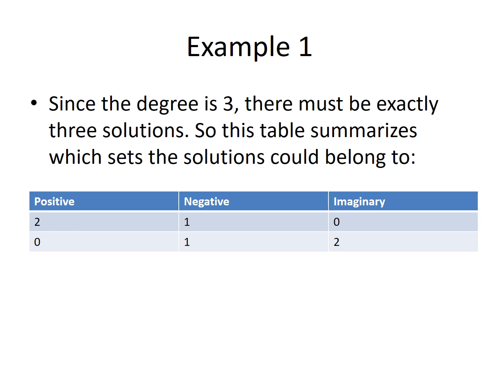Since the degree is 3, there must be exactly 3 solutions. So this table summarizes which sets the solutions could belong to. We have 2 positive, 1 negative, and the sum of that would be 3, which means that there would be no imaginary or no complex solutions. We could also have 0 positive solutions, but we are still guaranteed 1 negative real solution. And if that's the case, then the other 2 solutions must be imaginary or members of the complex number system.